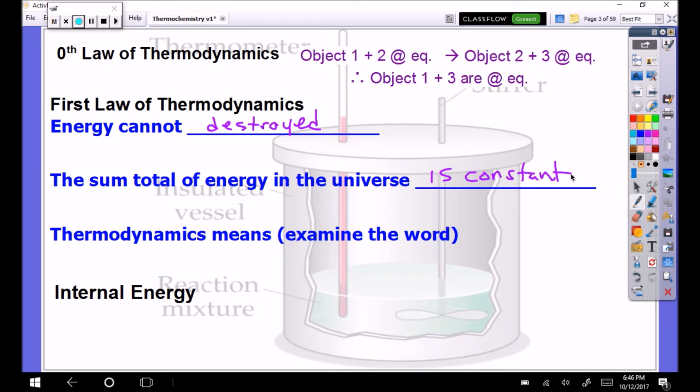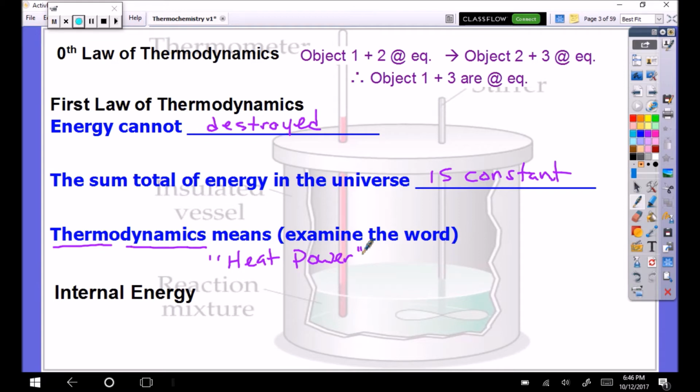So thermodynamics. If we actually break down the roots here, thermo and dynamics, we get heat. The literal translation is heat power, which is cool. So that's why we're looking at both the heat and the work when we're talking about the total energy, because they are related to each other that way.